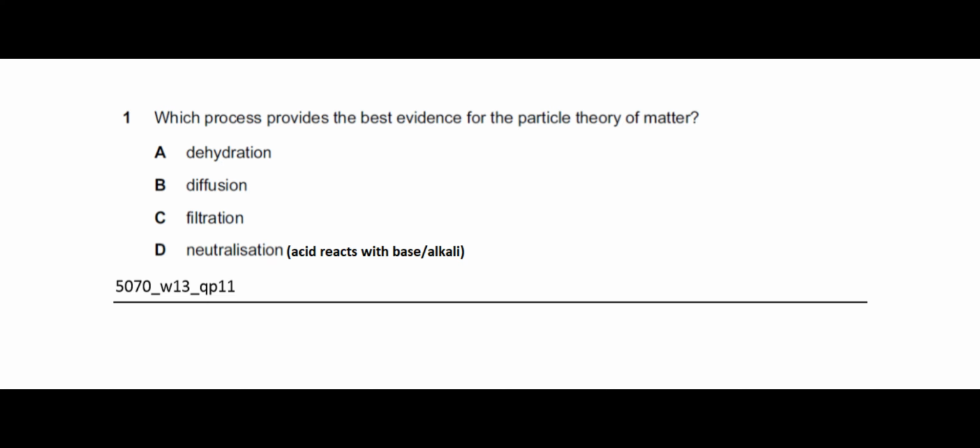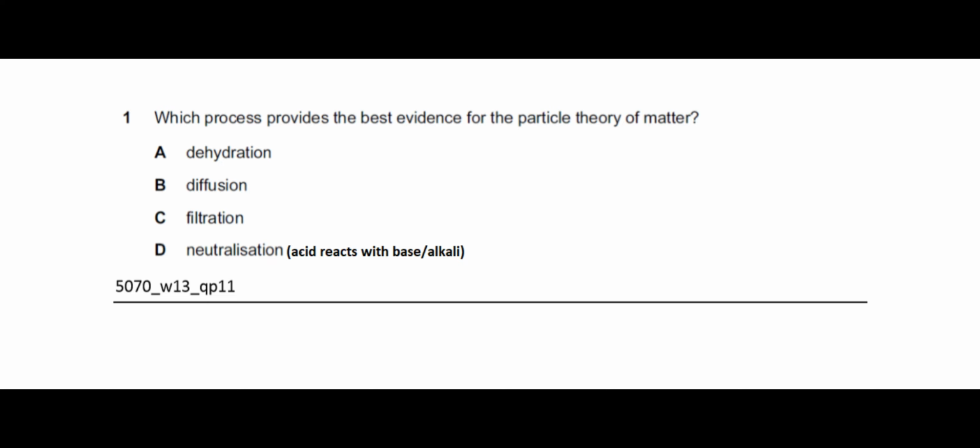So we have to find out which of the following processes is a justification or an explanation or evidence for kinetic particle theory, or in very simple words, in which of the following processes the particles are moving and diffusing randomly and are in a constant state of motion. Dehydration is a process in which we are evaporating a substance, where we are removing water, and that is a physical change. In diffusion, the particles are moving from high to low concentration by random motion and collision.